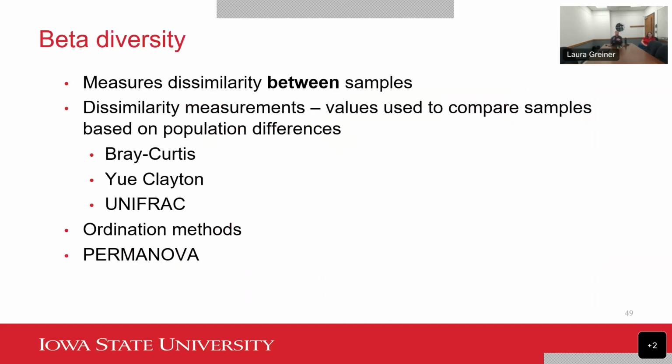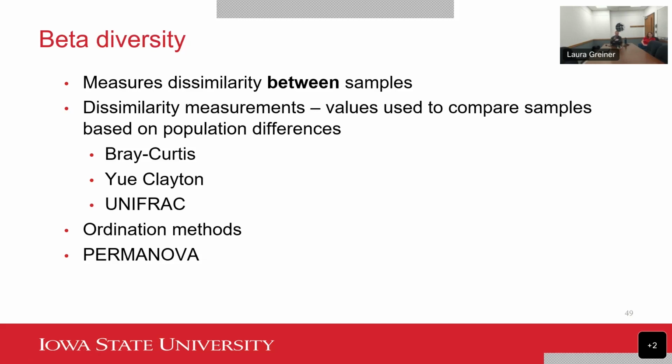A second form of diversity that we'll often measure is beta diversity. Where alpha diversity was measuring diversity within one sample, beta diversity is measuring diversity or differences between samples, so dissimilarity between samples. There are a few different measurements that we can use for measuring dissimilarity. Those are listed here. I'm not necessarily going to go into the details of those, but they are all valid approaches and have pros and cons.